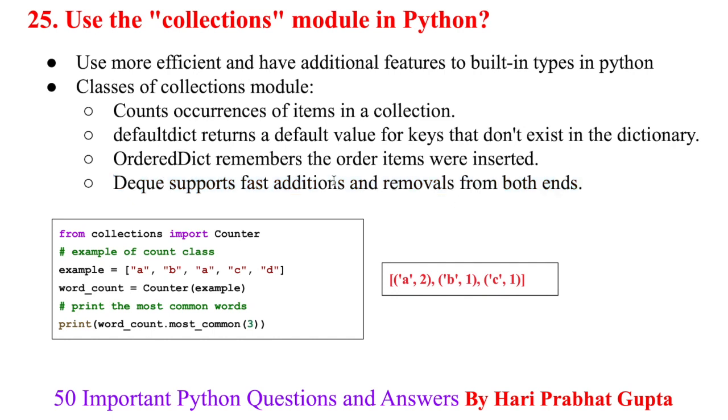So here in this given example, we create a Counter object from a list of strings, and the most_common method is then used to print the three most common strings and their counts. So we can say that for a, b, a, c, a: a occurs 3 times, b 1 time, and c again 1 time.